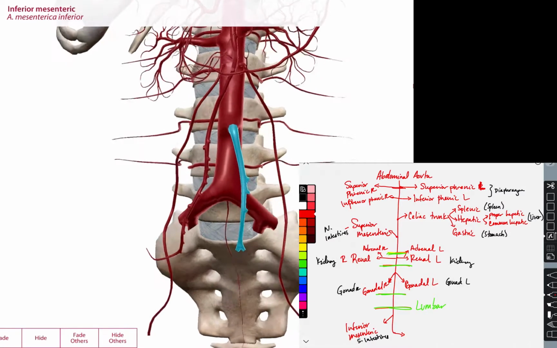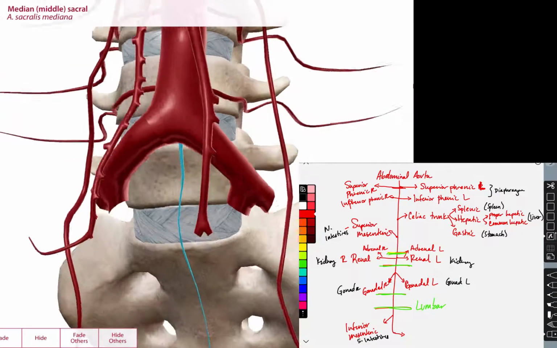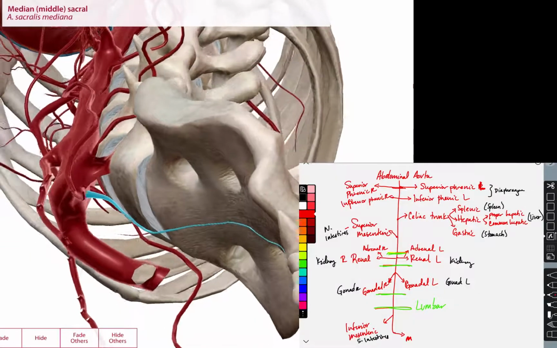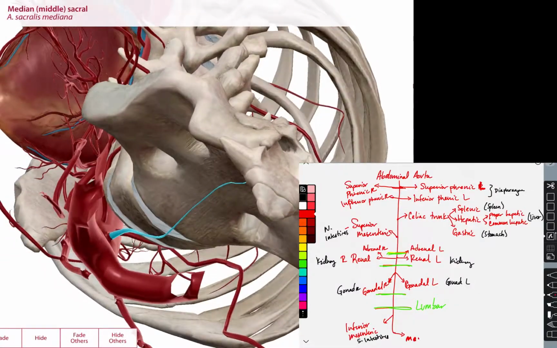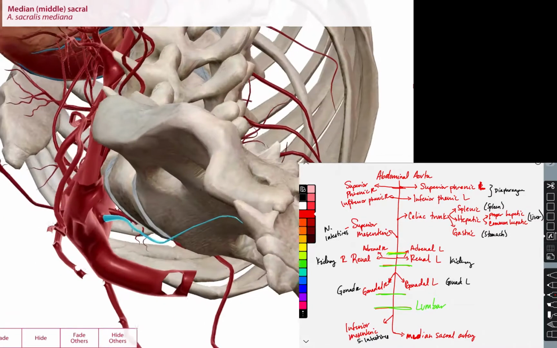And then you've also got this branch right here, that looks almost like a tail coming off of that aorta right there. That's the median sacral artery, and the median sacral artery supplies blood to the sacrum, both the bony structures and some of the muscles.